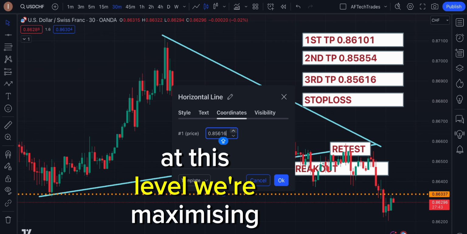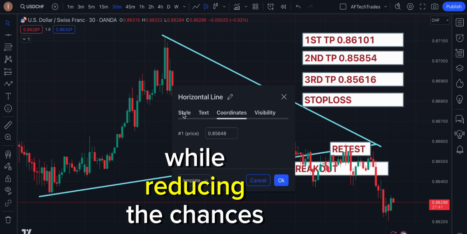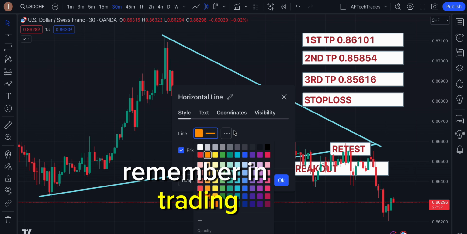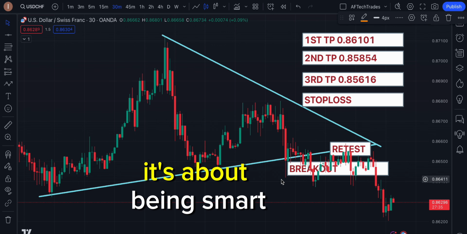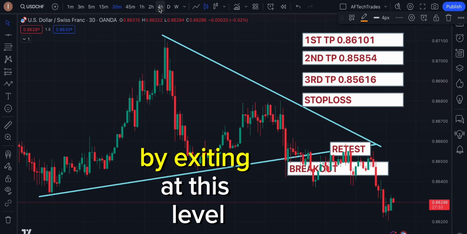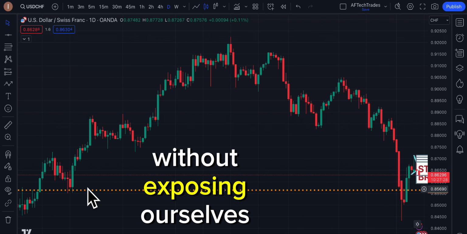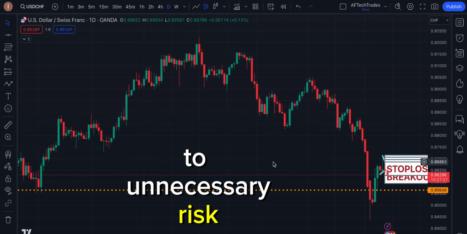At this level, we're maximizing our returns while reducing the chances of giving back our profits. Remember, in trading, it's not about being greedy, it's about being smart. By exiting at this level, we're locking in profits from a significant move without exposing ourselves to unnecessary risk.